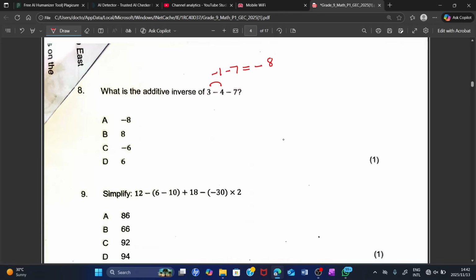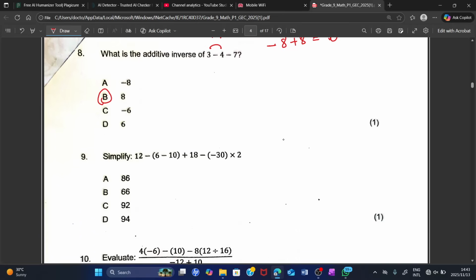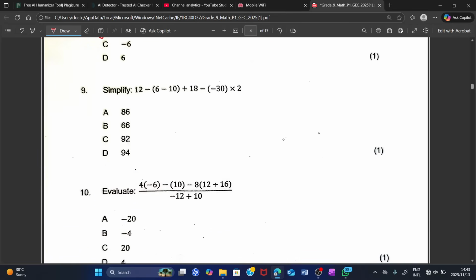So the additive inverse should be a number you add here and then you get 0. So on this one, it's 8. So B is your answer, learners. That is how we do that. And then here, you just press your calculator. Don't even waste time. Press your calculator the way it is. So the answer is going to be D, 94, when you press your calculator.